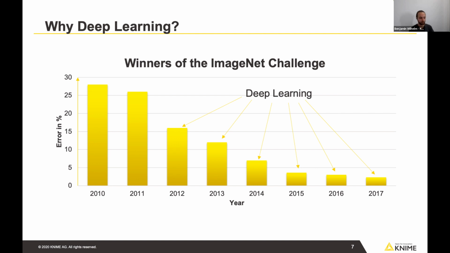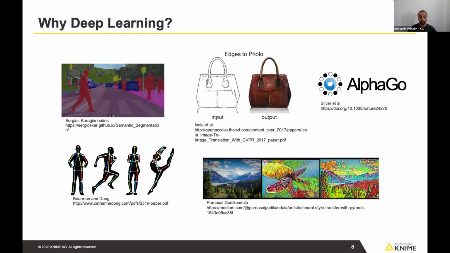So it works really well for image classification, and it also works very, very well for many other image analysis tasks. For example, semantic segmentation, pose estimation, getting real-looking images out of edges, or doing style transfer between images. So you can use deep learning for many of these tasks.